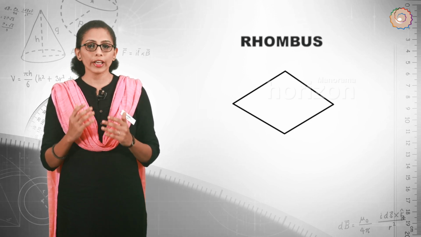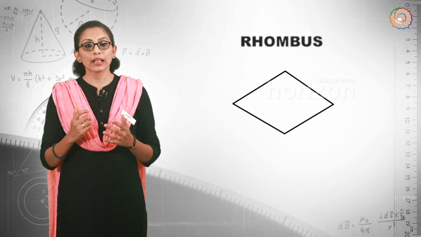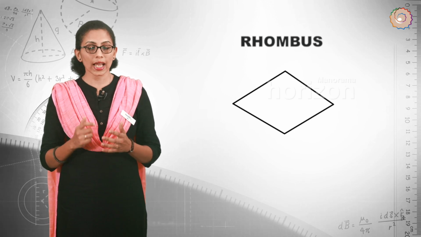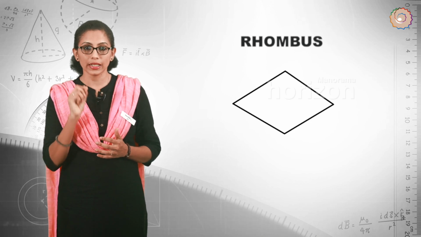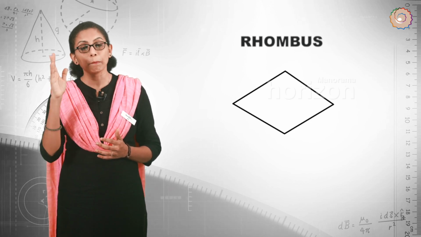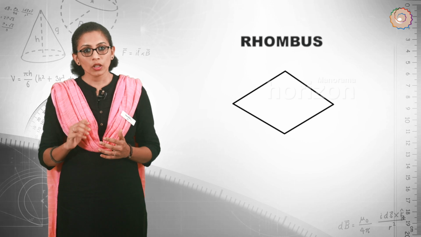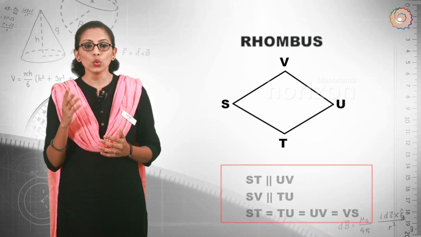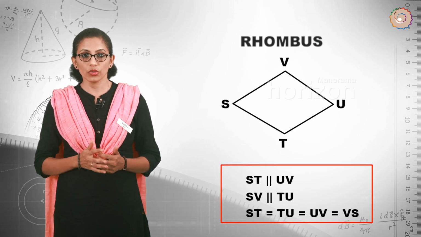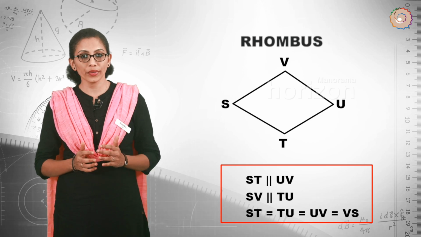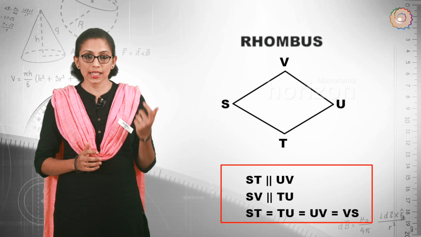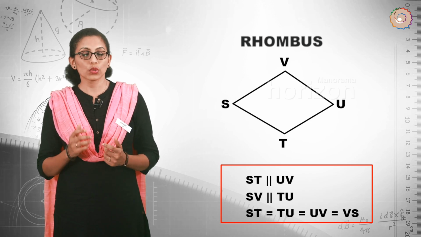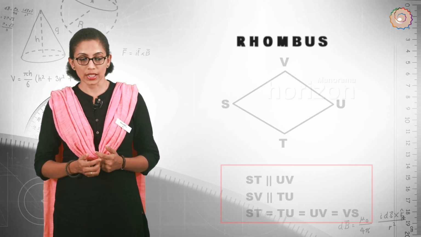Rhombus shows a very peculiar feature regarding their diagonals. The diagonals in a rhombus meet exactly in the middle at a right angle and bisect each other. You can see one example. STUV is a rhombus. You can see that ST parallel to UV and SV parallel to TU. Also you can see ST is equal to TU is equal to UV is equal to VS.